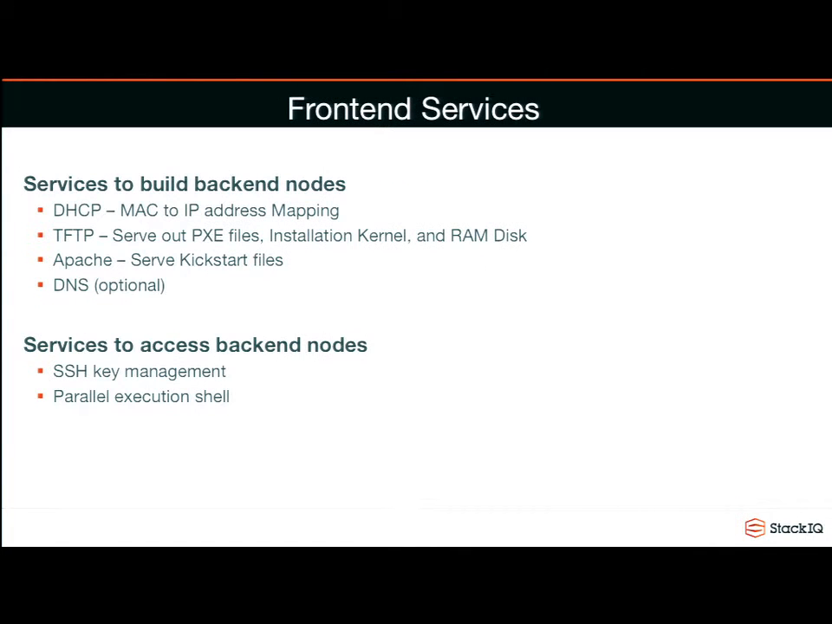Some of the other things that we set up once the machine is up: services to help us boot up and install the backend nodes. We set up DHCP to give you MAC address to IP address mapping. We set up TFTP to serve our PXE files. Apache we install and configure to serve out the kickstart files over HTTP. And DNS is optional. It used to not be optional; we required ourselves to be the DNS server for the environment. We've made that completely optional now. So if you have a separate DNS server running in your environment, you can use that and point your system to it.